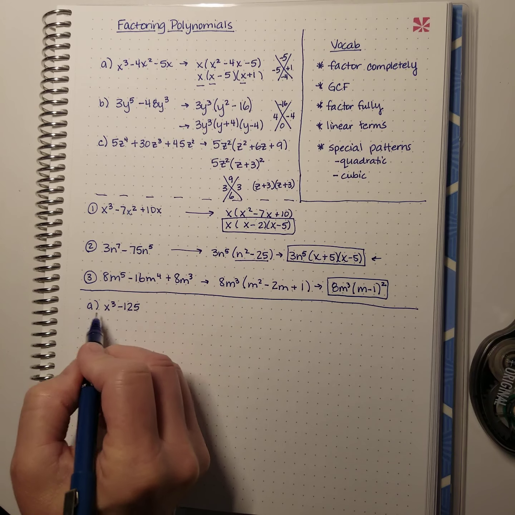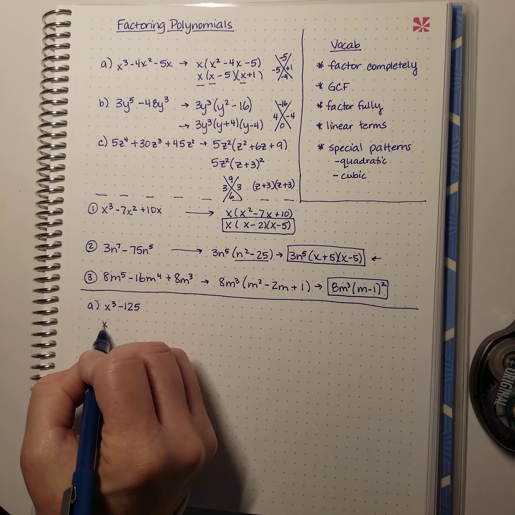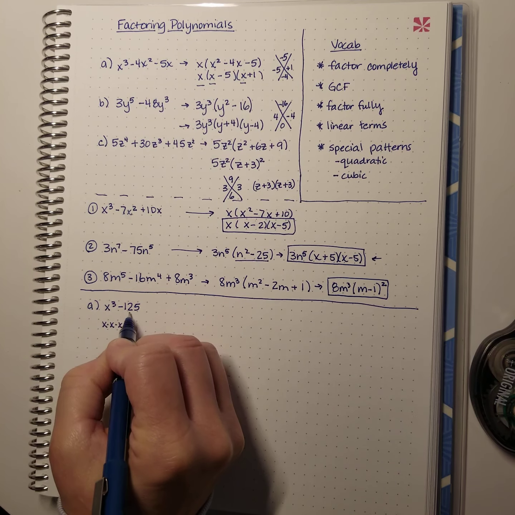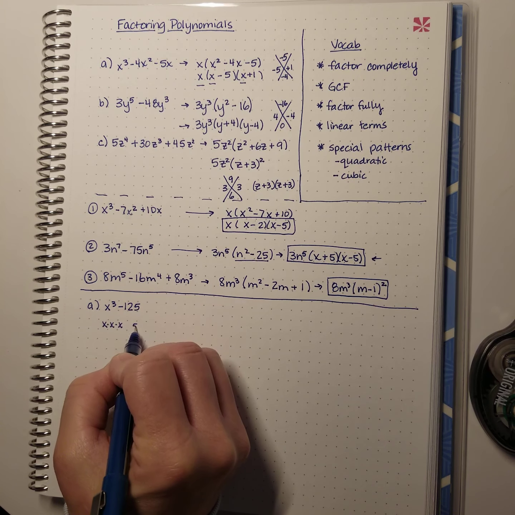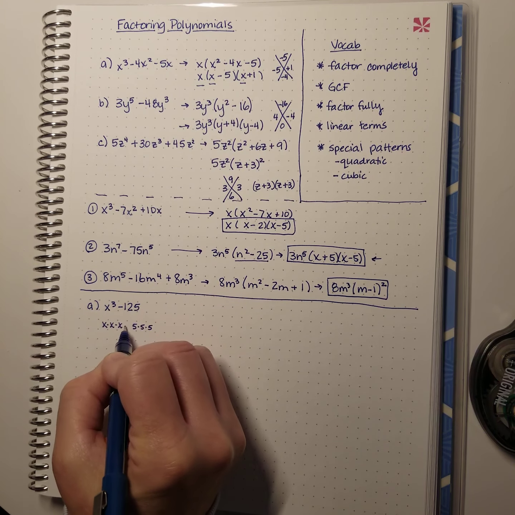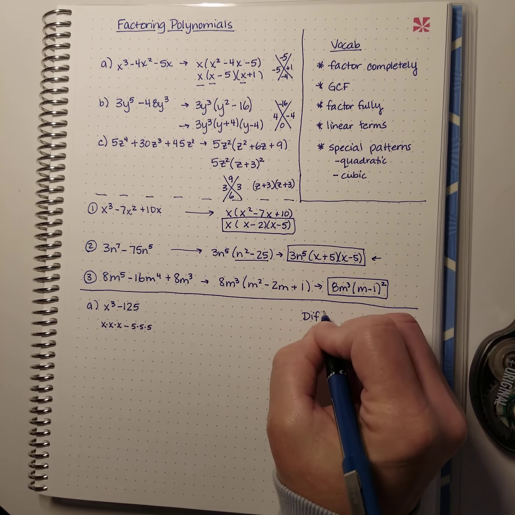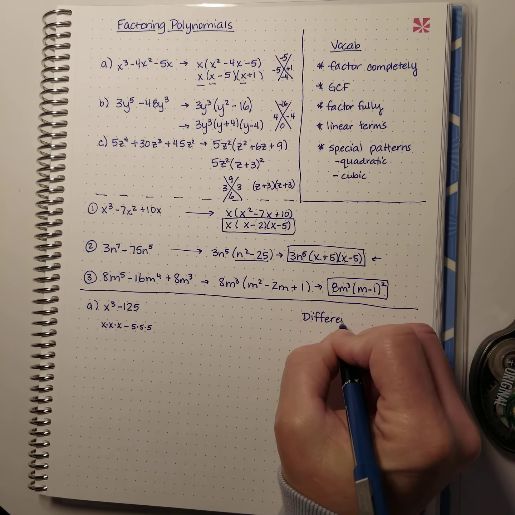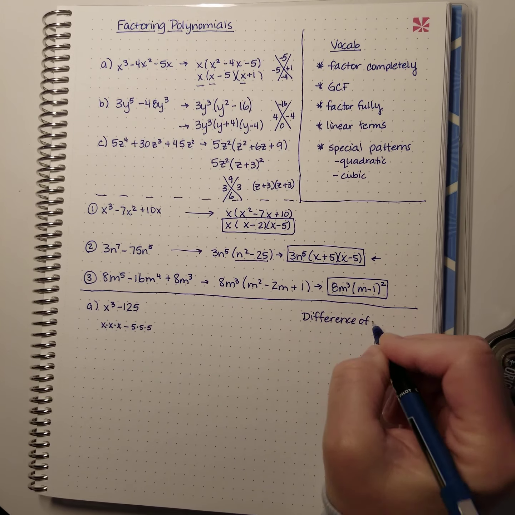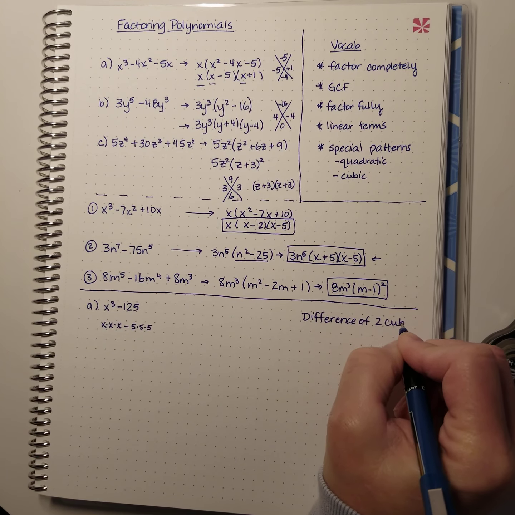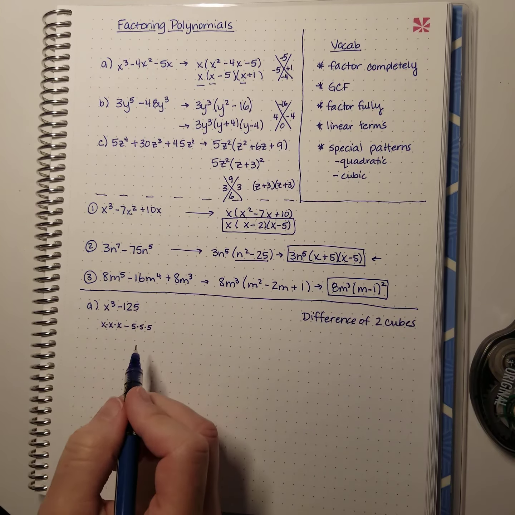You have to recognize that this is a cube, right? This is x times x times x. And this is 5 cubed, so this is 5 times 5 times 5. And we're subtracting. So we're talking about the difference of 2 cubes. And it has a special pattern.